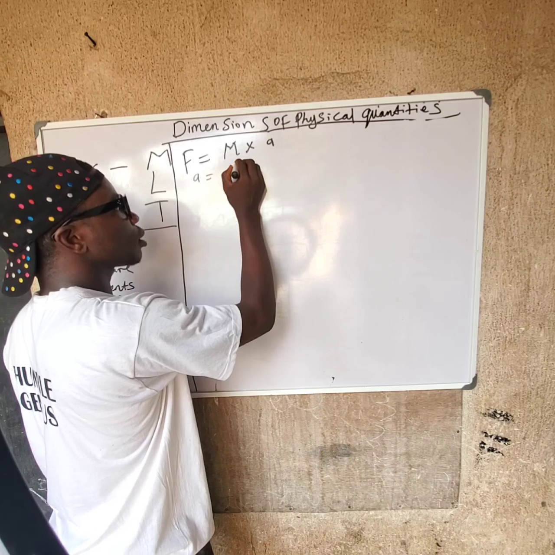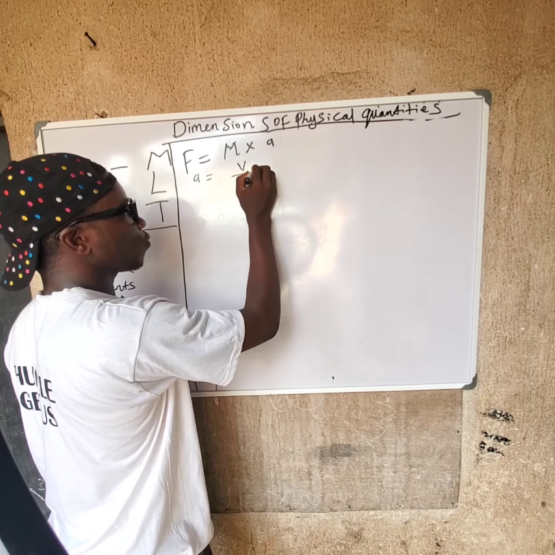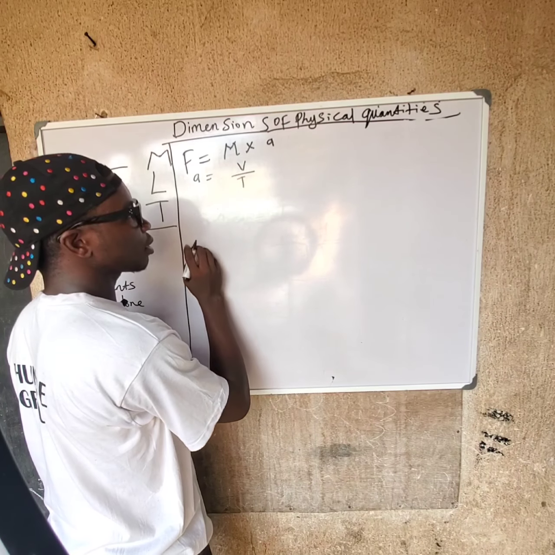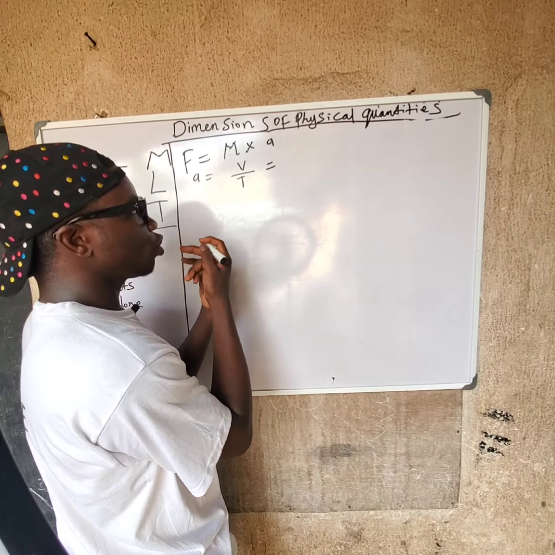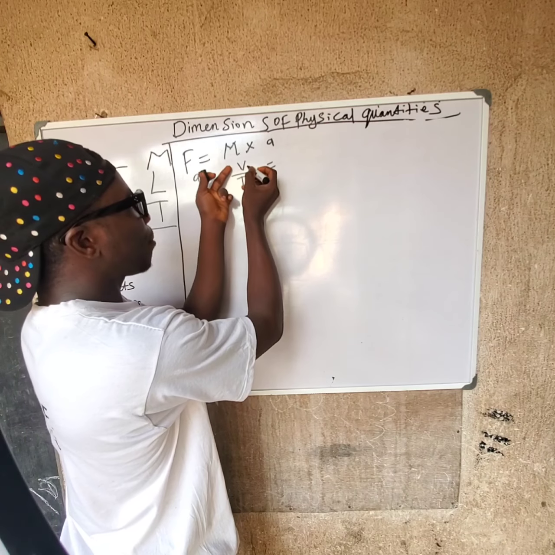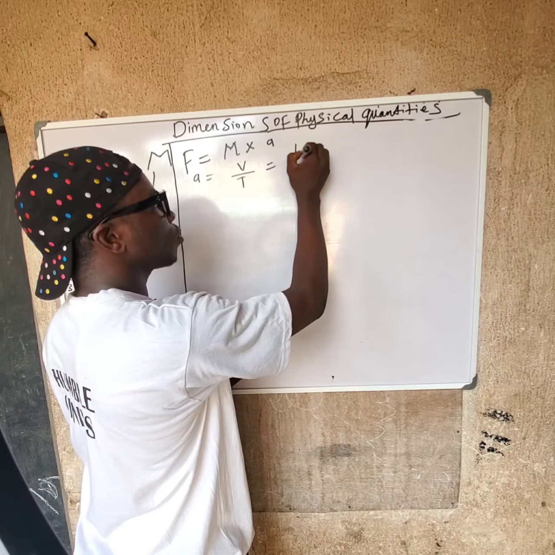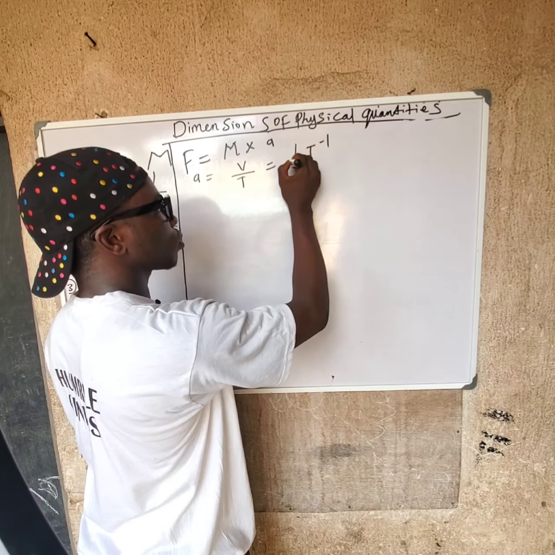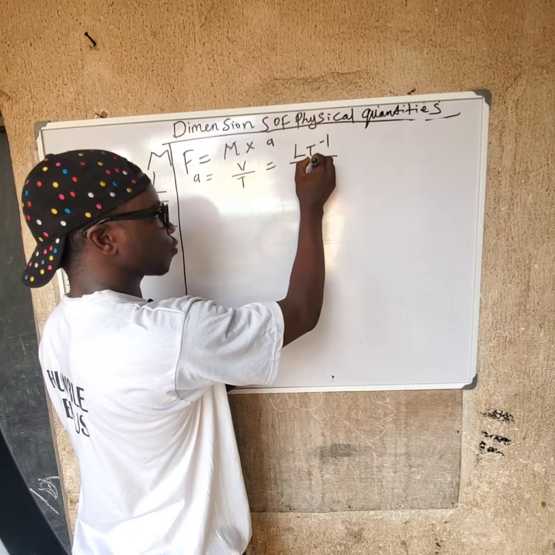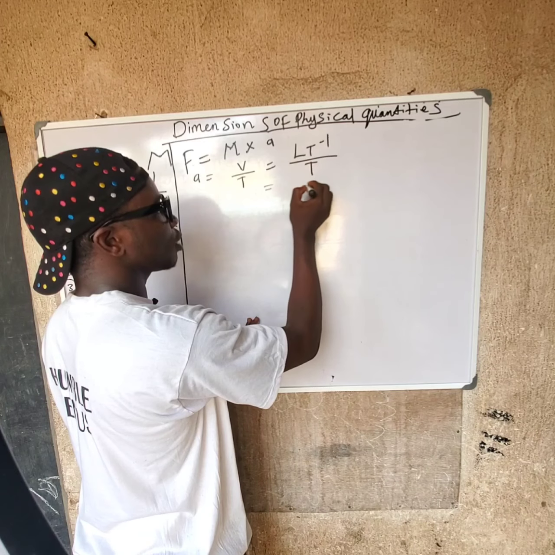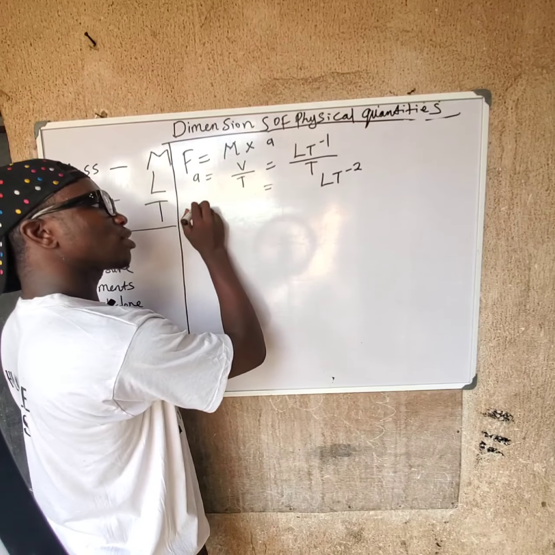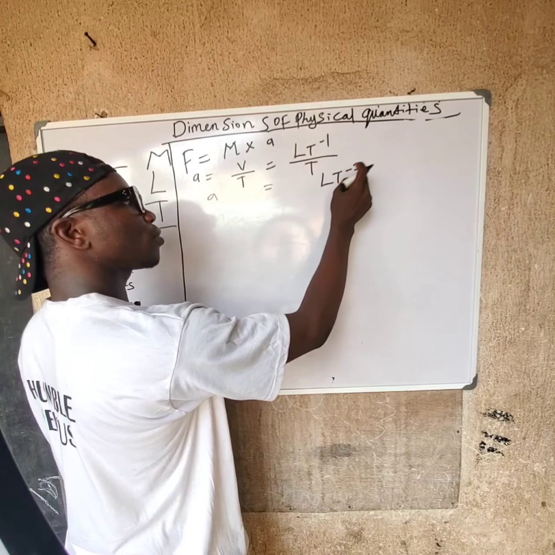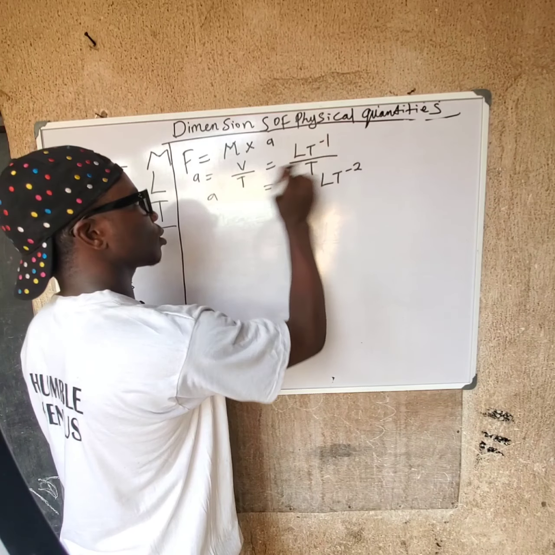Acceleration is velocity over time, right? Yes. Now, remember in our previous videos, we have already gotten the dimension of velocity to be LT raised to power minus 1. Dimension of time is, of course, T. So at the end of the day, this is LT raised to power minus 2. So the dimension of acceleration is LT raised to power minus 2. This is just simple indices.